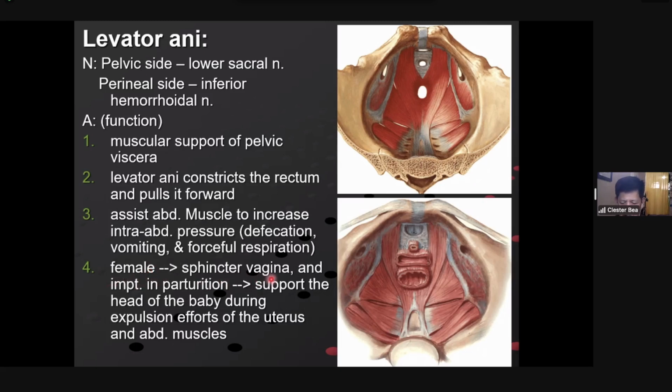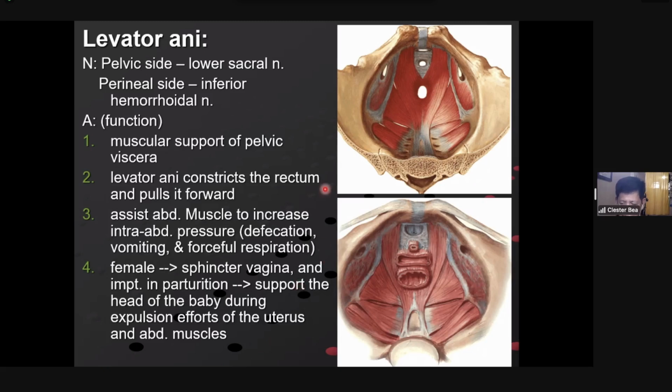In the female, it acts as a sphincter of the vagina, which is important during childbirth, because it supports the baby's head as it passes down through the pelvic inlet. So it supports the baby's head as it passes through the birth canal. Actually, the vaginal canal during childbirth becomes the birth canal. So the baby's head passes through the birth canal, supported by the levator ani.